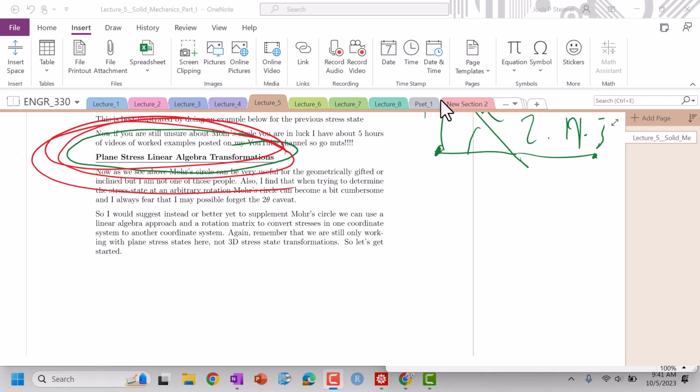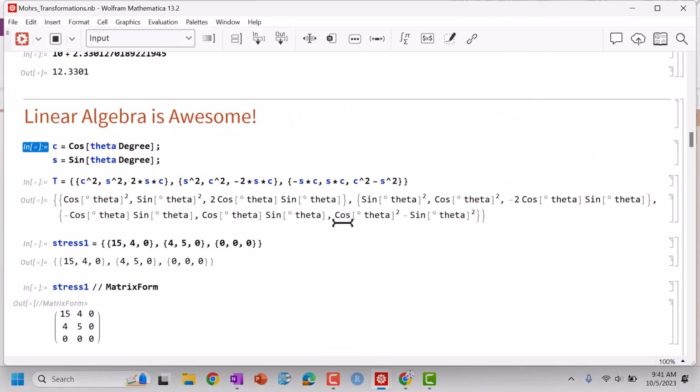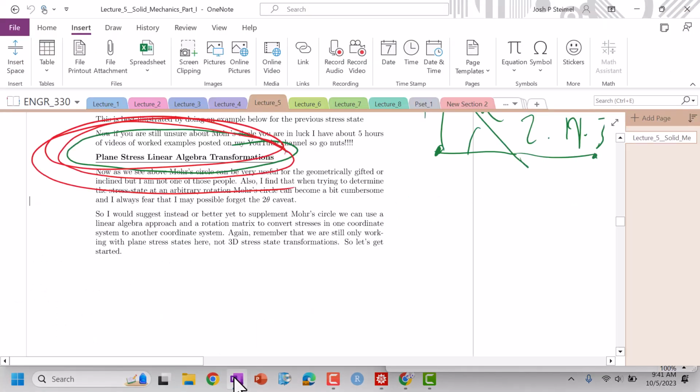So we've seen how to do this with the plug and chug approach. We've seen Mohr's circle, but I would like to propose a different approach, one that is slightly more mathematical, one that uses linear algebra. So we can use a transformation matrix here, T, and again, this only applies for a plane stress state.